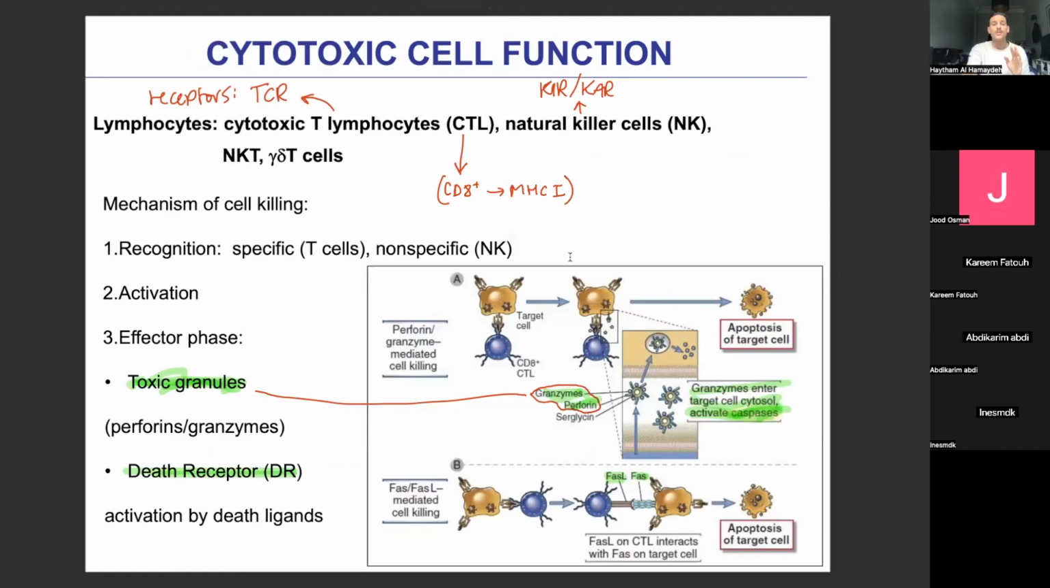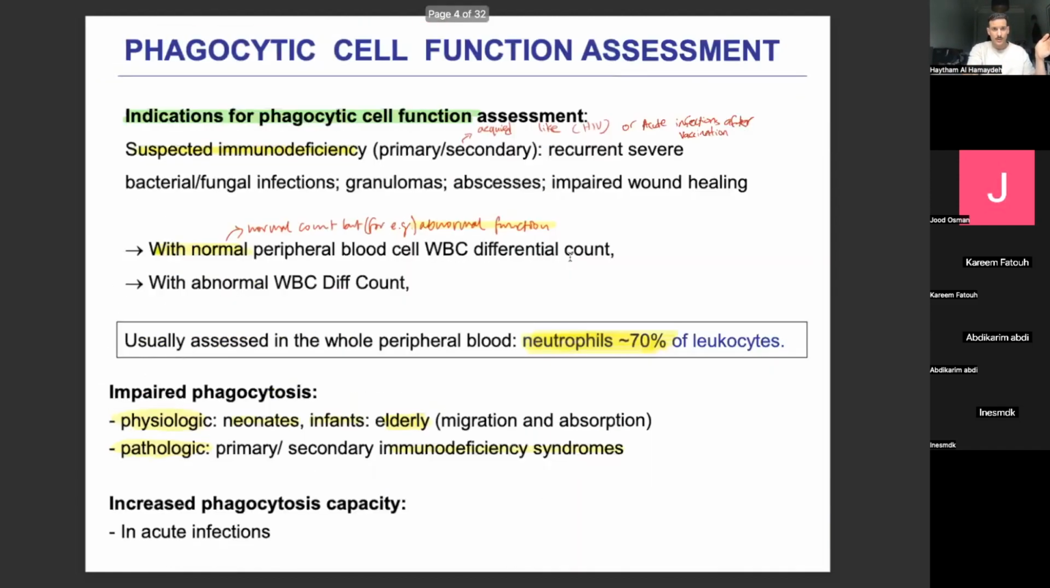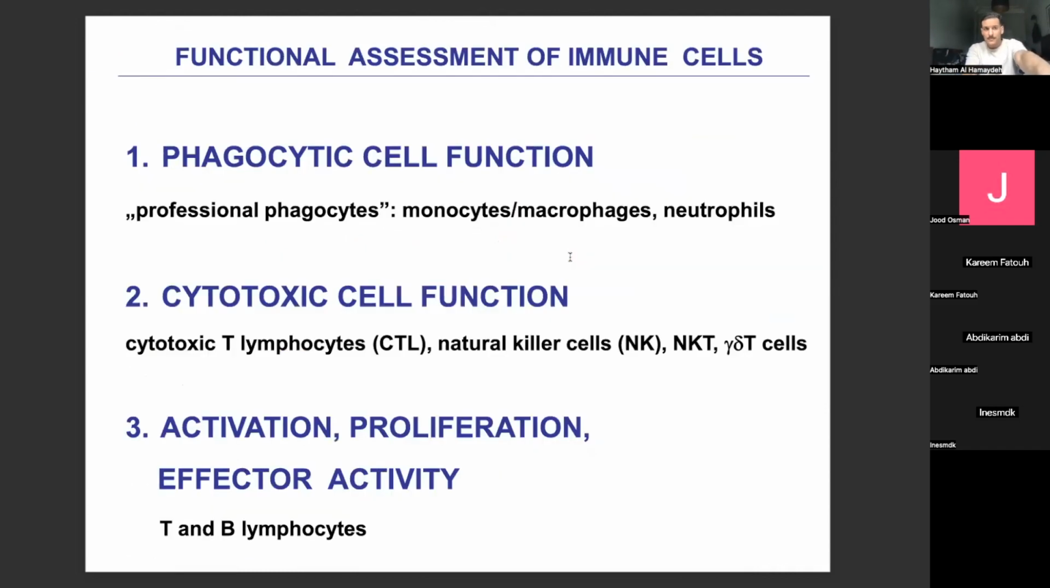Now we're going to test a different function. Let's go back here. One, easy, yes? Testing chemotaxis, testing phagocytosis, and then testing ROS functioning in this one right here. And we discussed the tests. Now going to number 2, cytotoxic cell functioning.